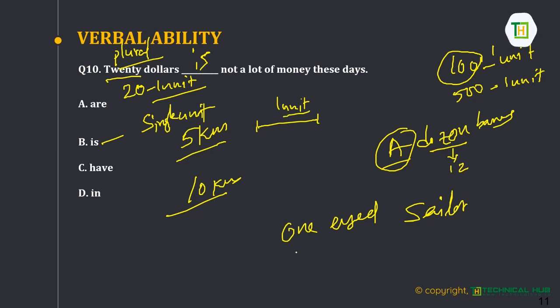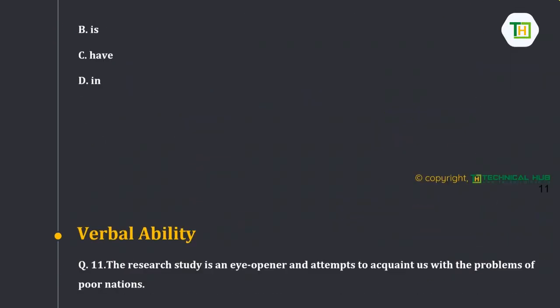Whenever you are talking about a one-eyed sailor or a one-eyed soldier, we use "a". Try to remember this: a one-eyed soldier or a 100 rupee note. This is very important. A 100 rupee note, a 200 rupee note, whatever comes, it is a single unit only.